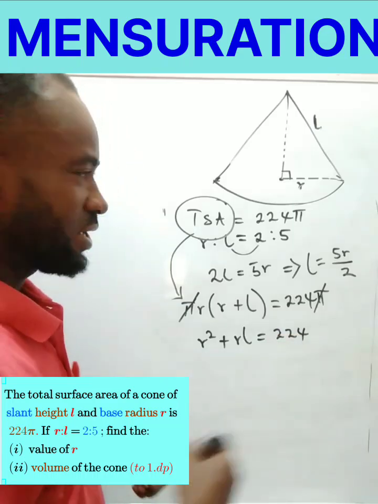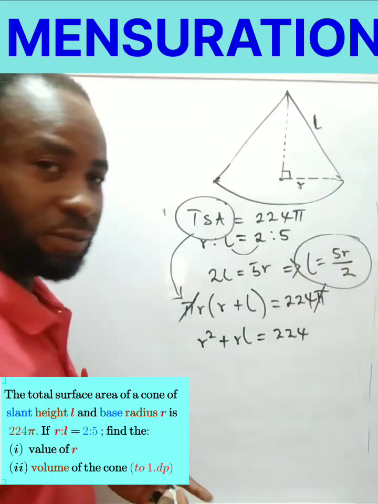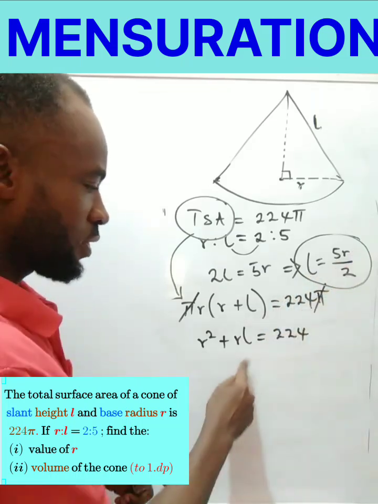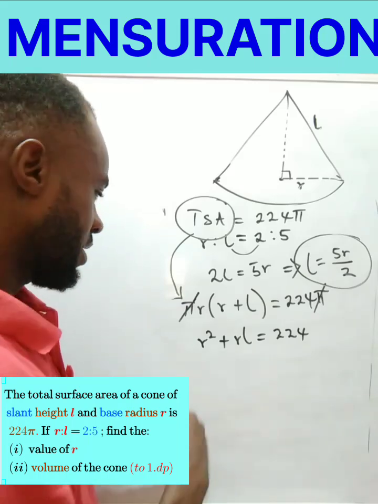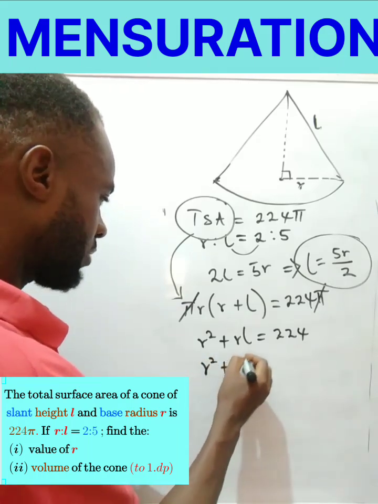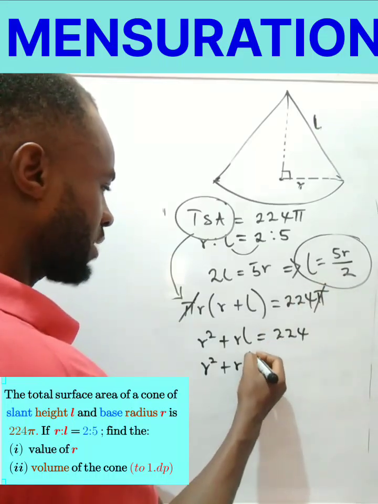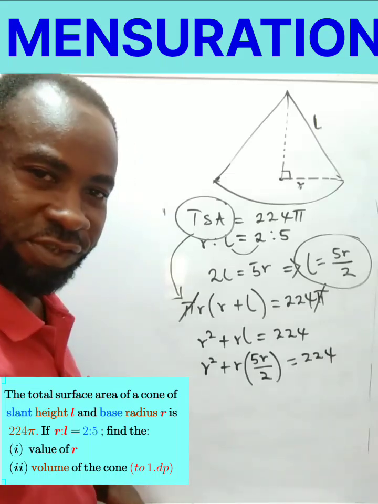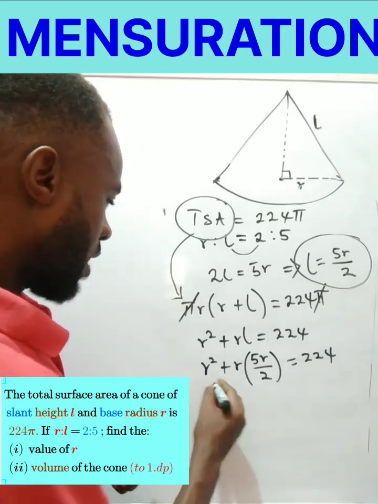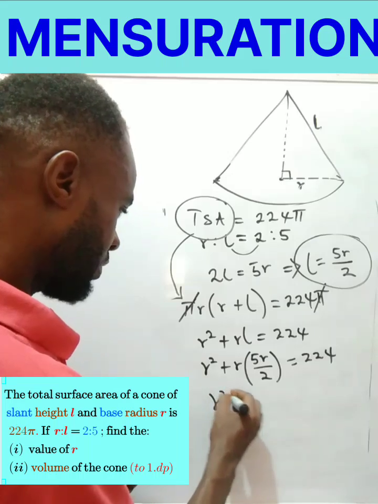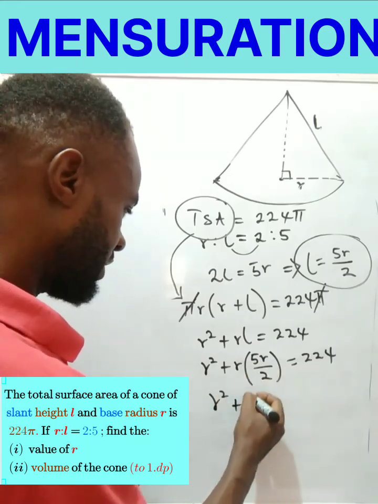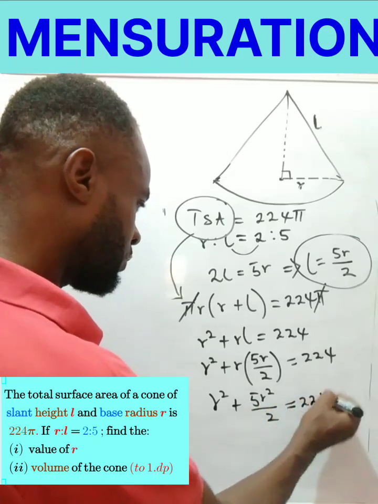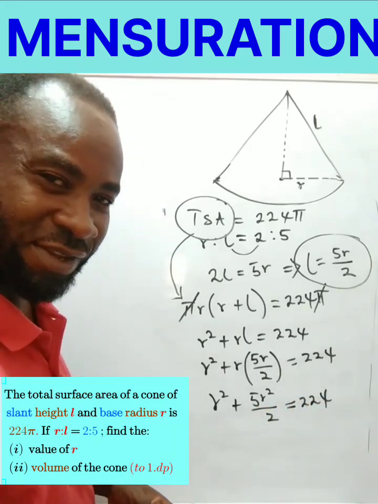So now this is where this becomes useful to us. Remember we have gotten that L is equal to 5R/2, so I'm going to substitute the value of L here. I'm going to have R squared plus R into, in place of this L, I put my 5R/2 equal to 224. Can you see that? Good. I'm going to expand this bracket again, so that I'm going to have plus R times this, 5R squared over 2 equal to 224.